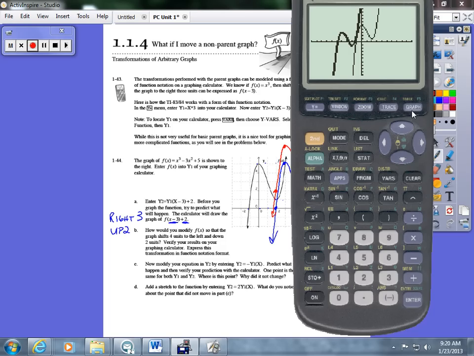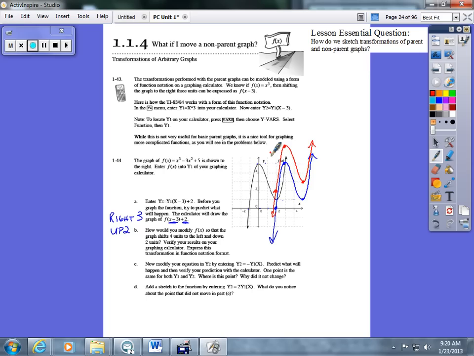Now modify your equation in y2 by entering y2 equals negative y1 of x. Predict what will happen. Well, we said before that that negative symbol, that negative a value, is going to reflect the graph about the x-axis. So let's insert that negative value there, and we can delete the rest of these pieces. So what should happen here is if I take my original graph, each of these points should be reflected across the x-axis. So these points will end up looking like this, and the x-intercept will stay the same.